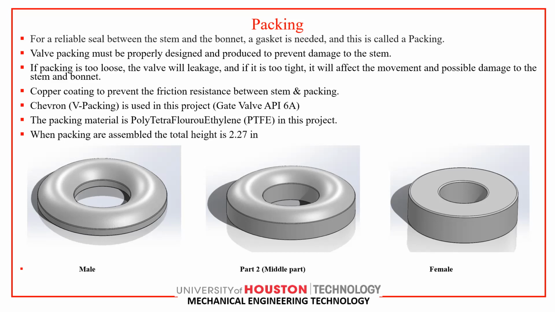The material that we use for the packing is a chevron V packing. Also, the copper coating is used to prevent friction resistance between the stem and packing. Before the packing, the ID of the packing is 31 millimeters, and the diameter of the stem is 30 millimeters. That's the reason we designed a 31 millimeter ID for the packing to exactly fit with the stem.